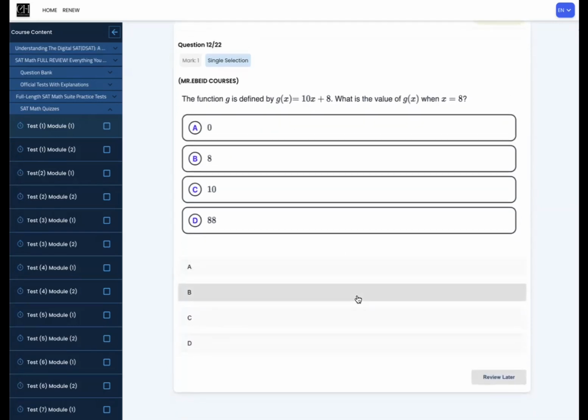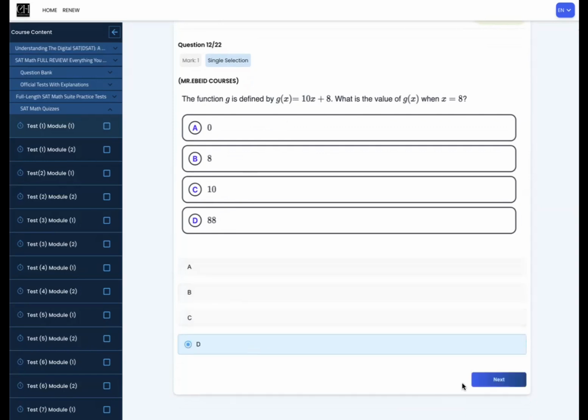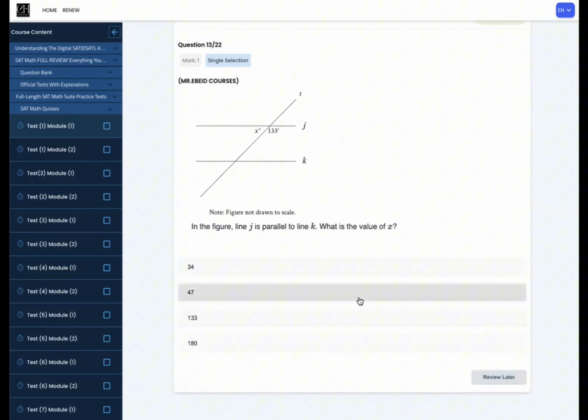Move to the next one. The function g is defined by g of x equals 10x plus 8. What is the value of g of x when x equals 8? Just put x equals 8. So it's 10 times 8, which equals 80. 80 plus 8 will be 88. The answer is D. Let's move to the next one.